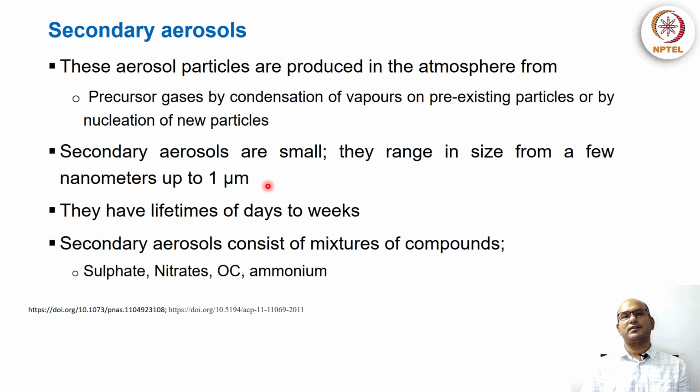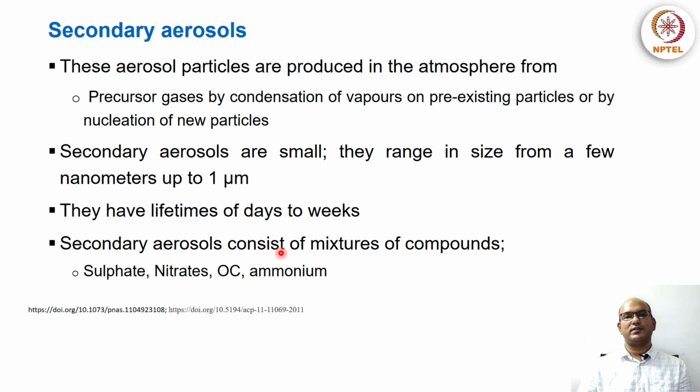So these particles are quite small, and as a result they have a much longer lifetime than the primary aerosols, which were more than 1 micrometer. If you recall, the lifetime of those aerosols in the atmosphere was about a few days, whereas these secondary aerosols have lifetimes of days to weeks. So that's a very substantial difference between our primary and secondary aerosols.